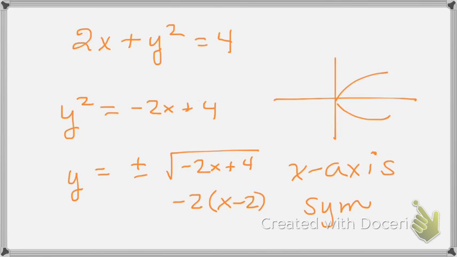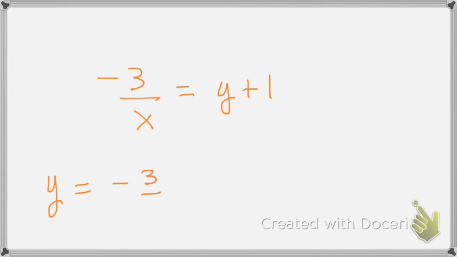Does that make sense? All right, what if I have one like this? I have negative 3 over x, and it's equal to y plus 1. So as always, the first thing you're going to want to do is solve it for, not for x, solve it for y. So if I solve this thing for y, what's it going to look like? y equals negative 3 over x minus 1.